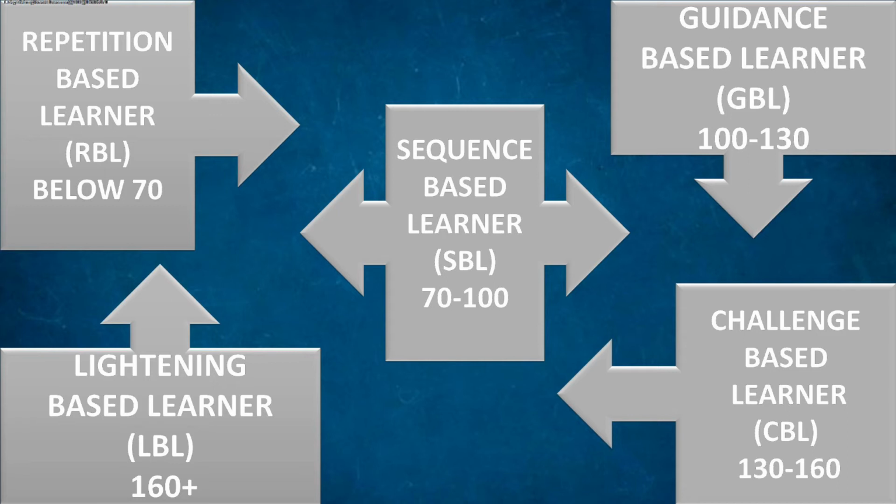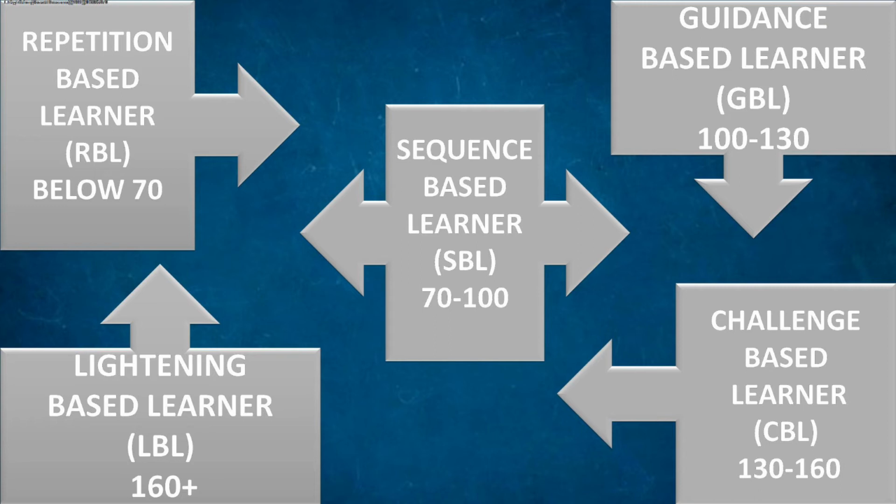Looking at the guidance-based learner, these people between 100 to 130 are invariably people who are average, who are good, who are capable of learning anything, but sometimes they get distracted. So these people need guidance, need motivation from outside in order to move or get to action.